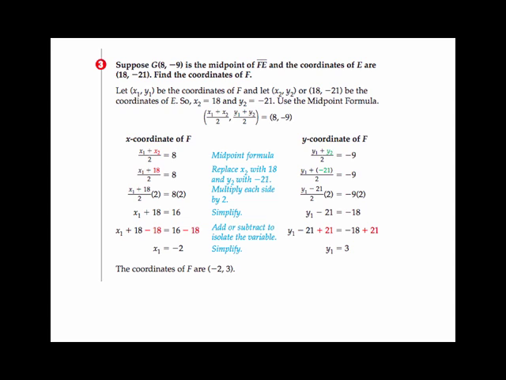Again, I'm going to multiply both sides by 2 to get rid of my denominator of 2 in the left side of the equation. That will leave me with my numerator, y1 minus 21. When I multiply by 2 on the right side, I get -18. Now I'm going to have to get rid of my -21 in order to get y1 isolated. So I add 21 to both sides this time. That leaves me with y1 equals 3. So the y value of the coordinate F is 3, and the coordinate F is (-2, 3).